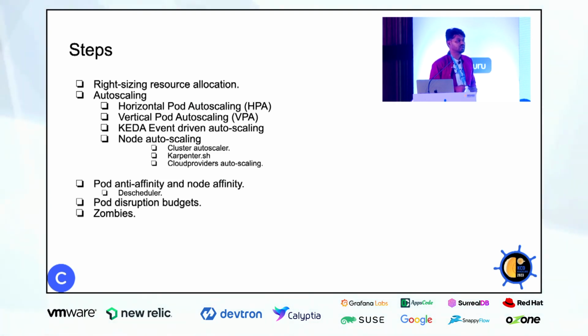There is a tool called descheduler. We know the scheduler, but there is something called the descheduler. Using that, you can specify how many pods can be scheduled on a particular node. Although it is possible with pod affinity and anti-affinity, the descheduler also comes into the picture when you have a large number of workloads.